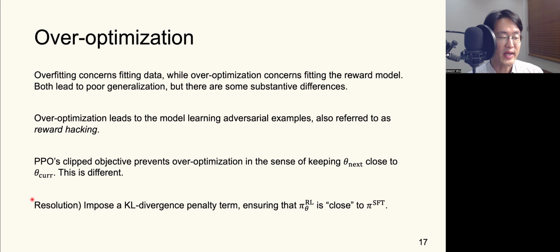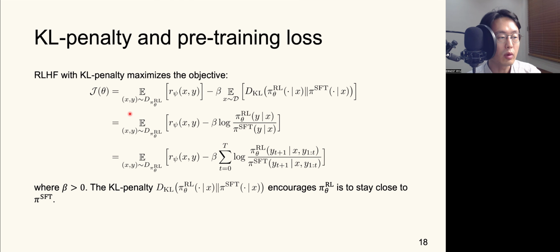So the resolution, the fix, is to impose a KL divergence penalty term, ensuring that the RLHF trained language model remains close to the instruction fine-tuned language model. So RLHF with KL penalty maximizes this objective. The first term is simply maximizing the expected return, which is the standard term in reinforcement learning. But we also have this negative KL penalty, between the instruction fine-tuned language model and the RLHF trained language model. Again, the KL penalty encourages the RLHF trained language model to remain close to the instruction fine-tuned model.